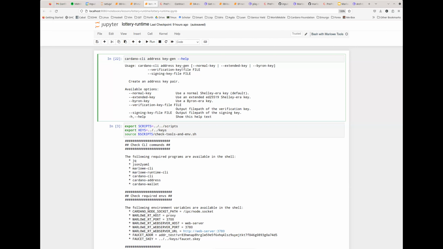Maybe just a last remark: if I had in the beginning written network equals mainnet instead of preprod, exactly the same would have worked on mainnet as well. The mainnet is exactly the same. The only difference would have been this address, Robertino's address. It looks different, it doesn't start with test. But apart from that, everything would have been exactly the same.